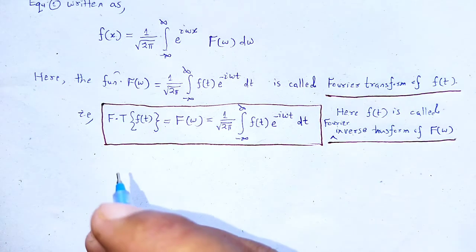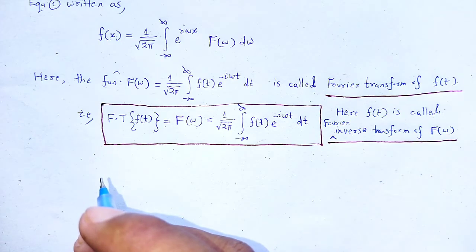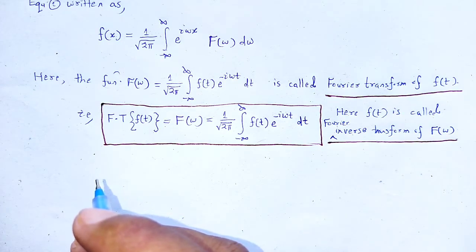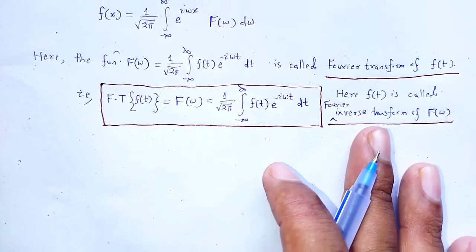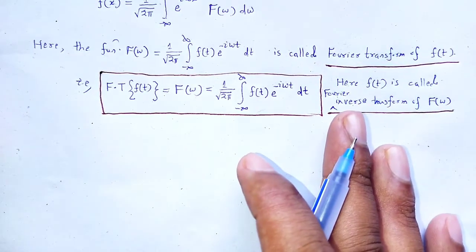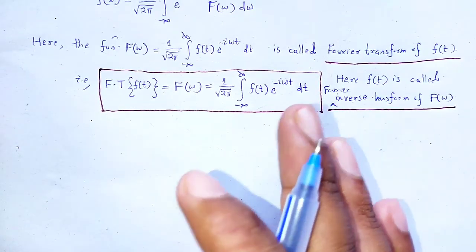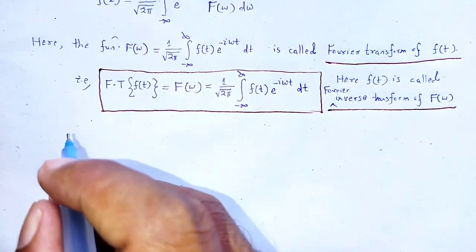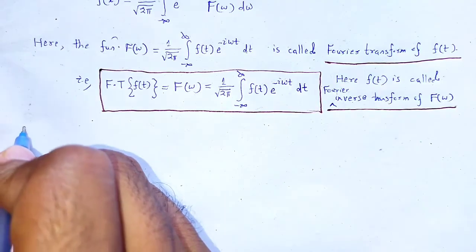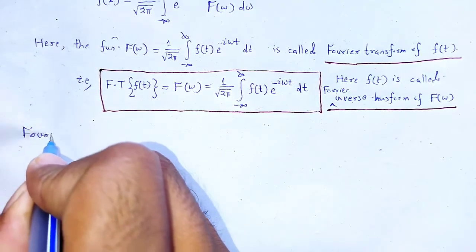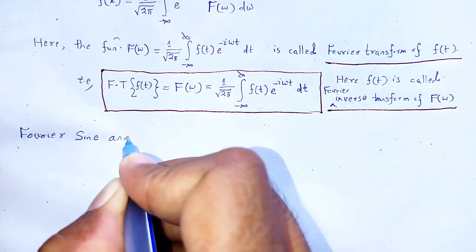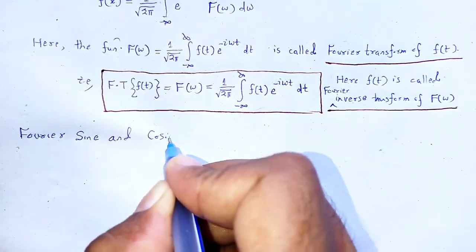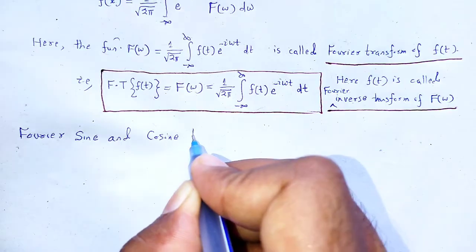Now we have to calculate for Fourier sine and cosine transforms. That is the example in case of trigonometric functions, how the Fourier transform is calculated. Fourier sine and cosine transforms.